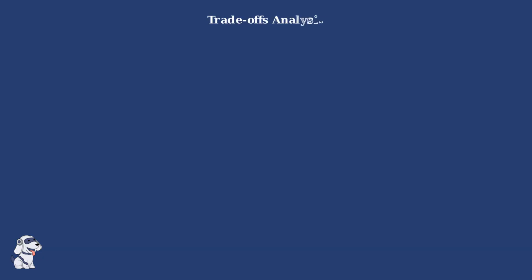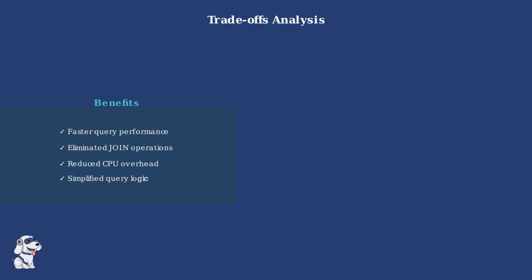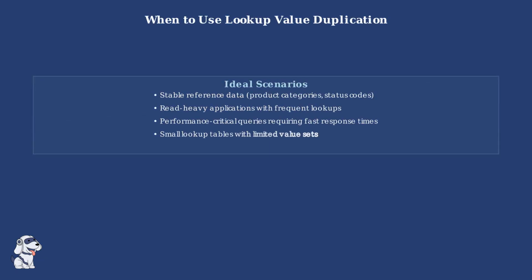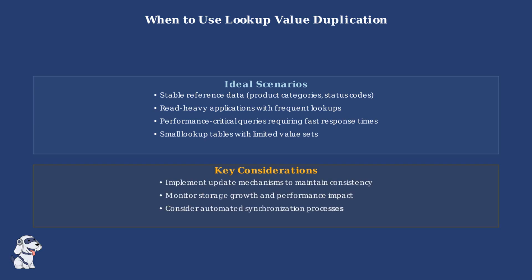overhead. However, lookup value duplication comes with important trade-offs. The main benefit is improved query performance through eliminated joins. But we must consider the costs: increased storage requirements, data redundancy, and the challenge of maintaining consistency when lookup values change. Lookup value duplication is most effective when applied to stable reference data that changes infrequently, such as product categories, status codes, or geographic information. The technique provides substantial performance benefits for read-heavy applications where query speed is more critical than storage efficiency.